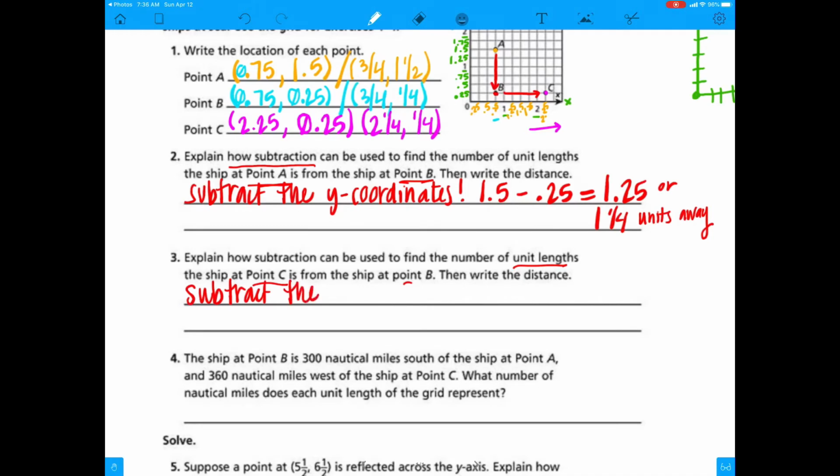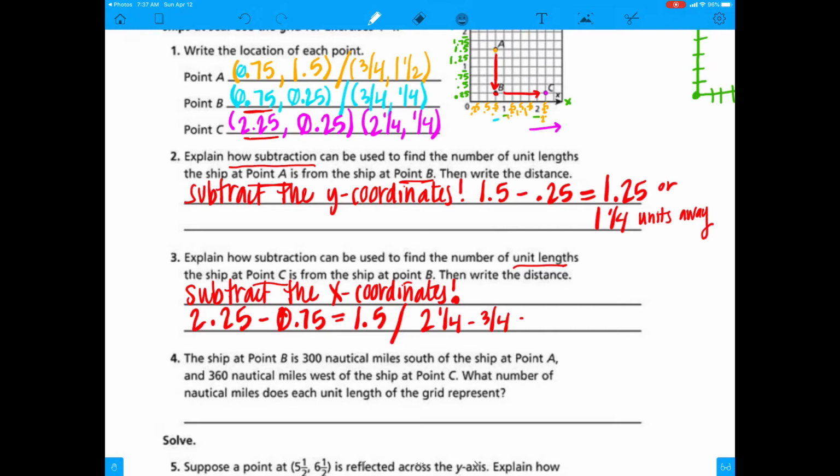So now we need to use subtraction to find the unit lengths from point C to the ship at point B. So we're going to subtract the X coordinates. Remember how they're both at 0.25 for their Y coordinates? Their X coordinates are different because C is farther to the right. So I would subtract: 2.25 minus 0.75. If you are using fractions, you're looking at 2 1/4 minus 3/4, and you'll get an answer of 1.5.